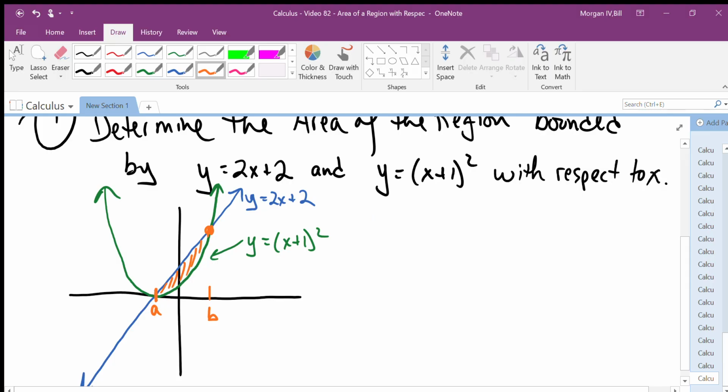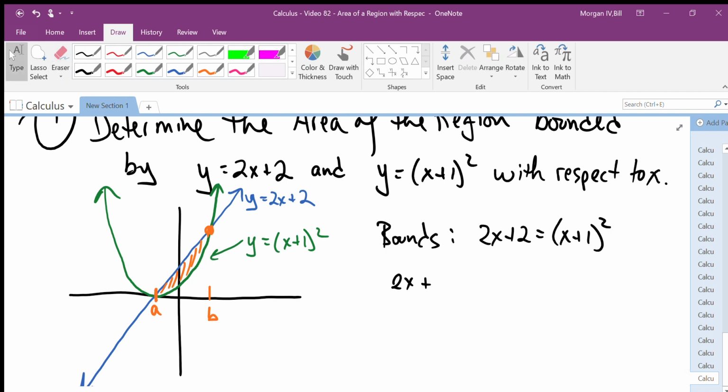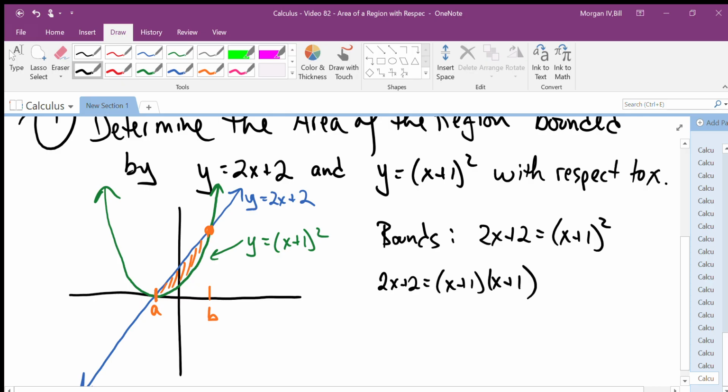In order to find the bounds, recall that we set the functions equal to each other. 2x plus 2 is equal to (x plus 1) squared, and we solve for x. In this case, I'll take that (x plus 1) squared and multiply it out as x plus 1 times x plus 1. So 2x plus 2 is equal to x plus 1 times x plus 1. Distribute, and I get 2x plus 2 is equal to x squared plus 2x plus 1. Now that I have a quadratic, I'll move everything to one side.